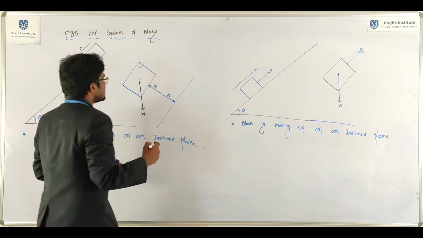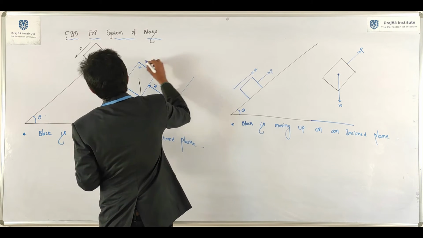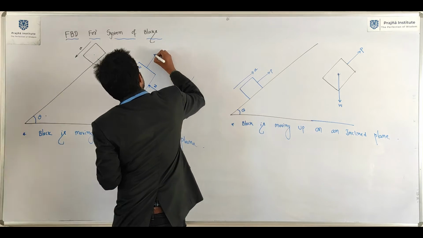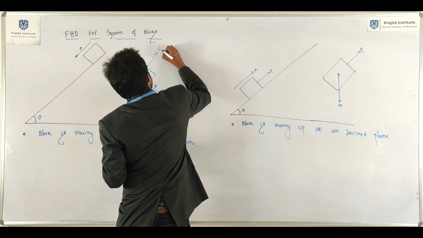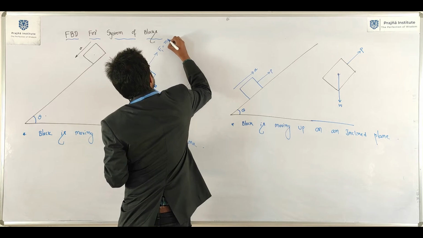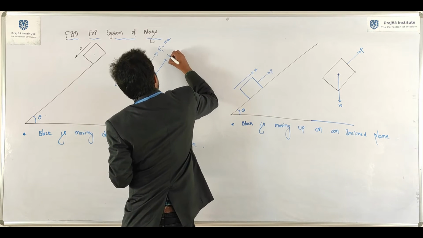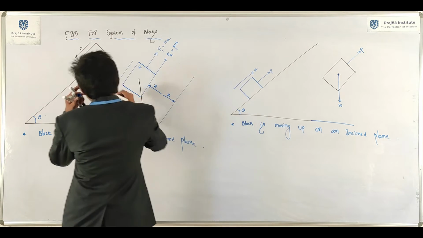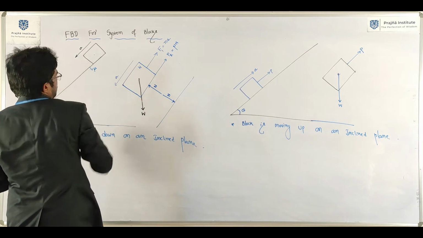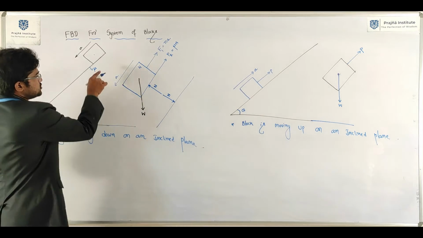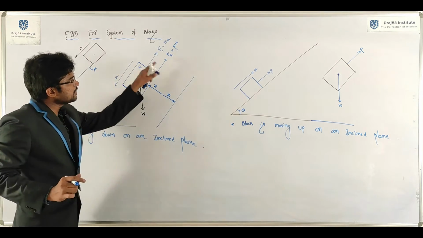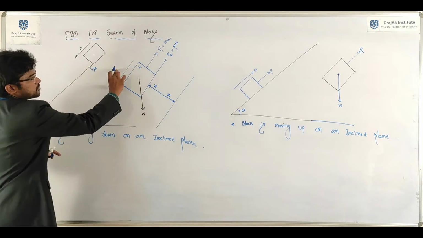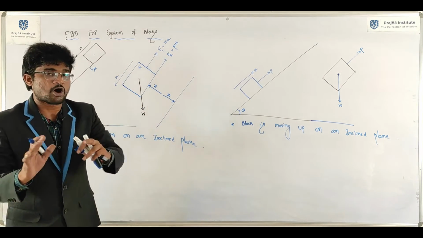After that, inertia force and frictional resistance are both acting opposite to the direction of motion. Inertia force is mass into acceleration, frictional resistance is mu into N. Here the coefficient of friction at the contact surface is mu, normal reaction N, F equals mu N. These two forces act opposite to the direction of motion of the block.